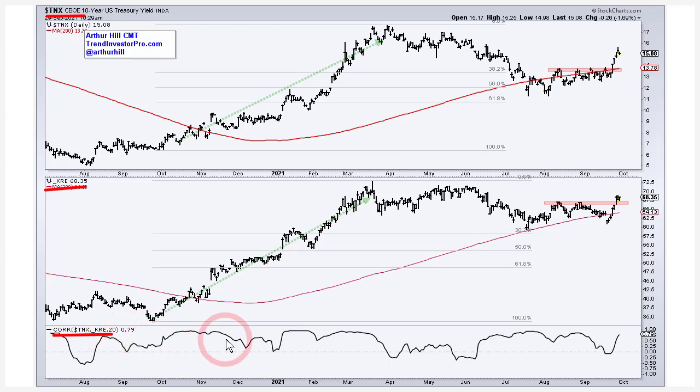And you can see that this correlation is mostly positive. It had a couple of dips into negative territory, but for the most part, there's a positive relationship between regional banks and the 10-year yield, and that means they tend to move in the same direction. So if we think that the 10-year yield is going to move higher, that would also be a bullish argument for the regional bank SPDR KRE.